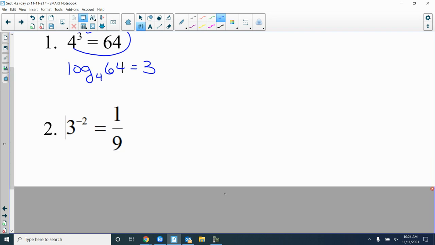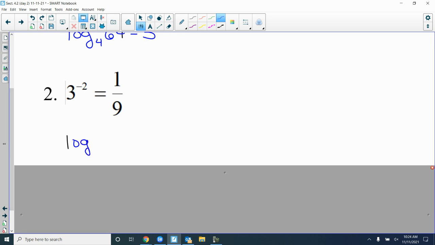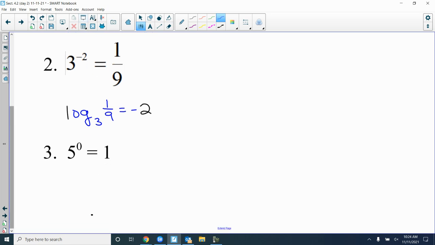3 to the negative second equals 1/9. Okay, that's true. All we're going to do is rewrite it in log form. Log base 3 of 1/9 equals -2. So you're saying to yourself, 3 to the negative second equals 1/9. And now 5 to the 0 equals 1. First of all, make sure that's a correct fact, which it is. Log base 5 of 1 equals 0. So that's taking an exponential and converting it to log.